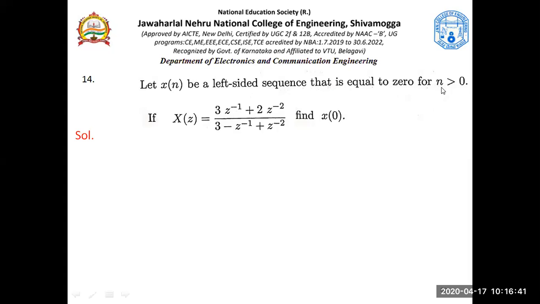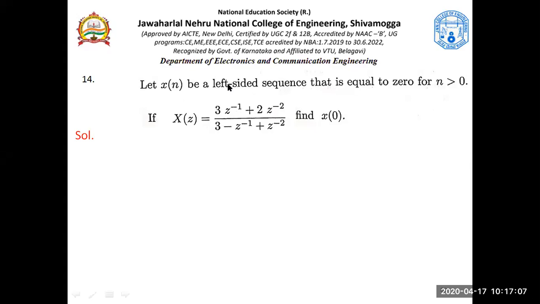It is also defining the range of x of n. Can you tell me the range of x of n by seeing this? It is equal to 0 for n greater than 0, it says. What is the range of the signal? x of n is 0 for 1 to infinity. It is non-zero for minus infinity to 0. So the range of x of n is minus infinity to 0. Understand that? Okay. So it is left-sided.